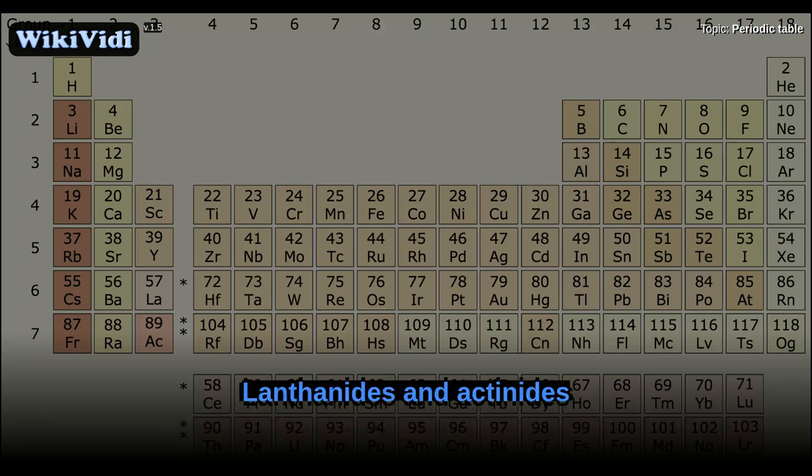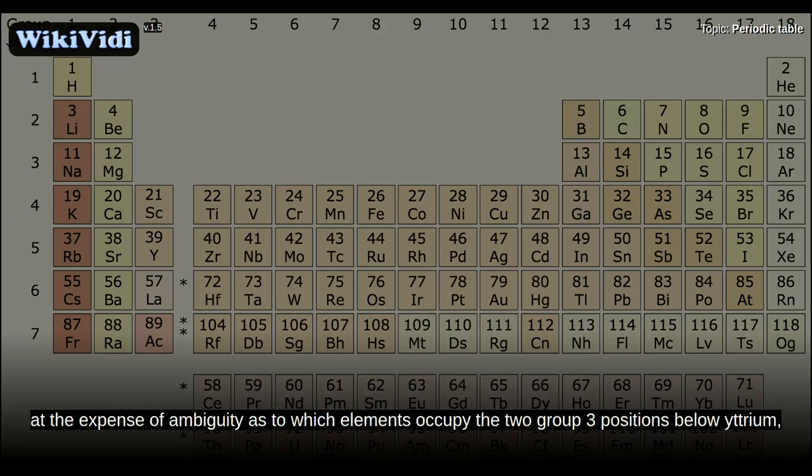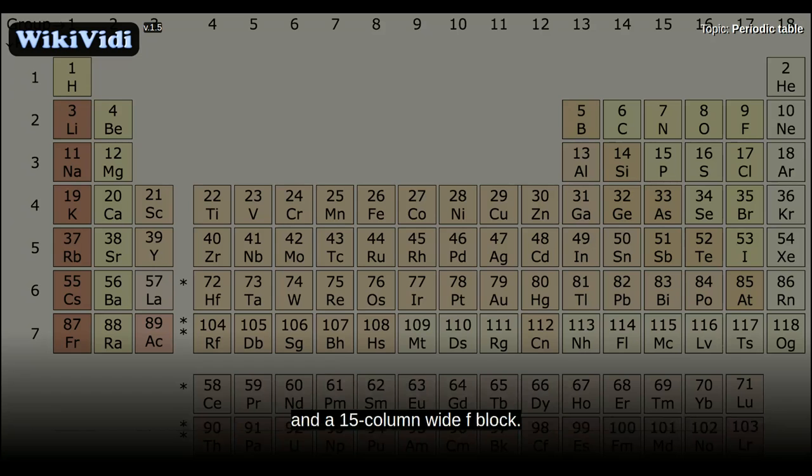Lanthanides and actinides. A few authors position all 30 lanthanides and actinides in the 2 positions below yttrium. This variant emphasizes similarities in the chemistry of the 15 lanthanide elements, possibly at the expense of ambiguity as to which elements occupy the 2 group 3 positions below yttrium, and a 15-column-wide f block.